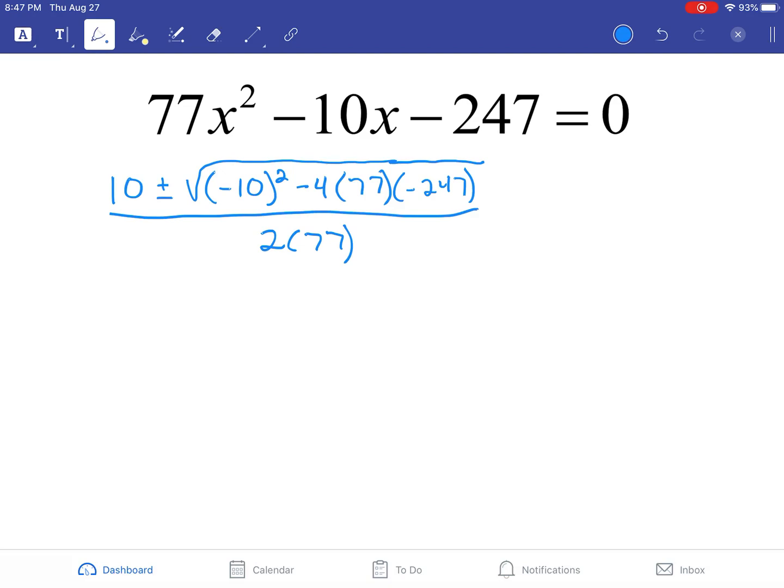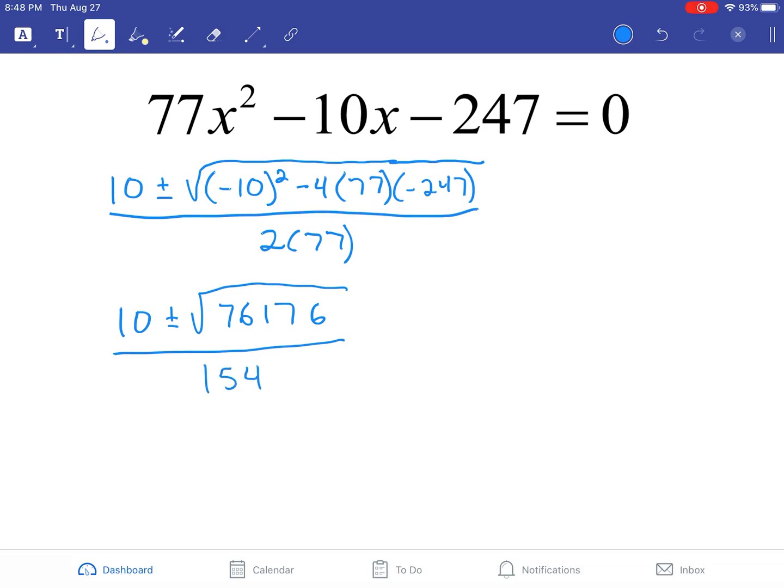Now, this is a really ugly problem, so make sure you use your calculator for this. So we have -10 in parentheses squared minus 4 times 77 times -247. And that gives us a very big number. So we have 10 plus or minus square root of 76176, all divided by 2 times 77, which is 154.